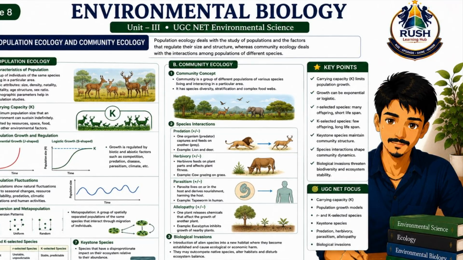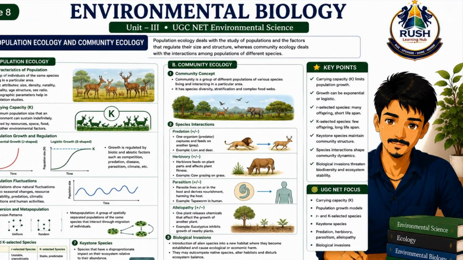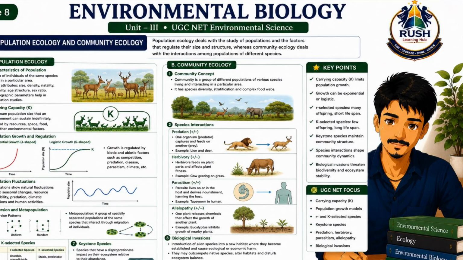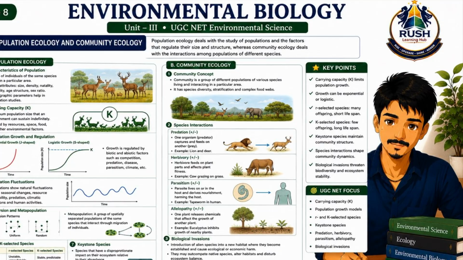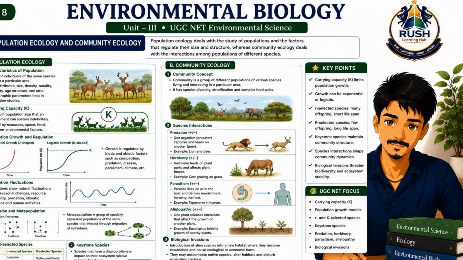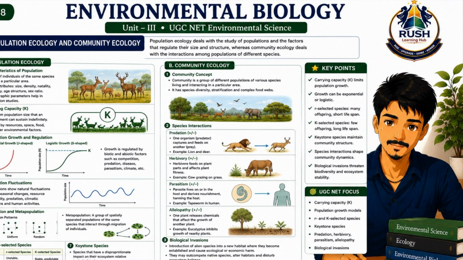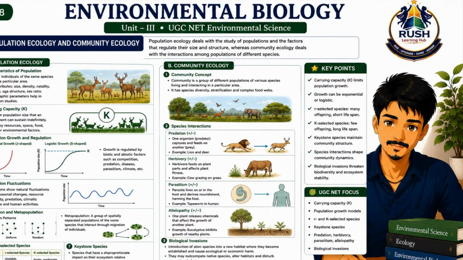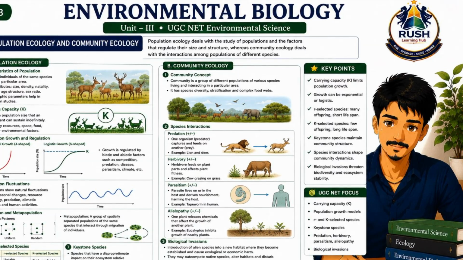Population growth generally follows two models. The exponential growth model produces a J-shaped curve and occurs when resources are unlimited. In contrast, logistic growth produces an S-shaped curve and occurs under limited resources, where environmental resistance regulates population size. Populations also exhibit fluctuations due to seasonal changes, availability of food, predation, diseases, climate, and human activities.